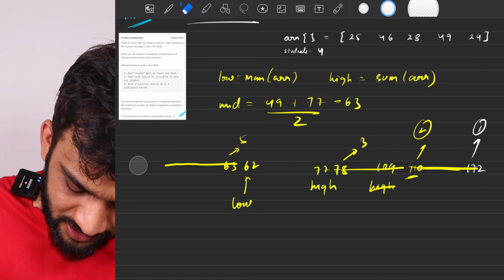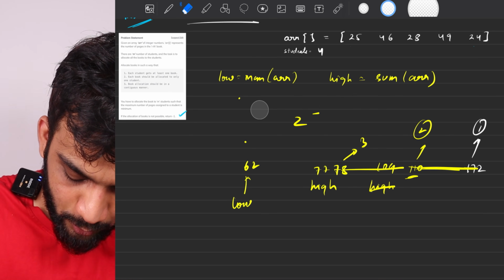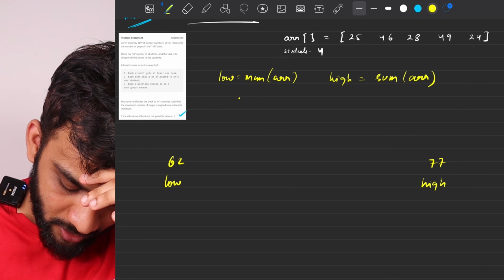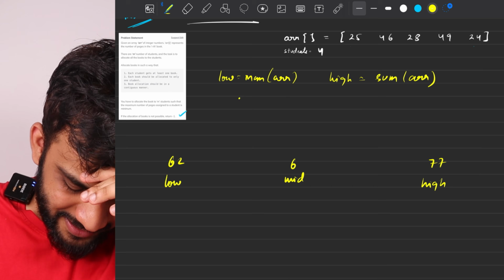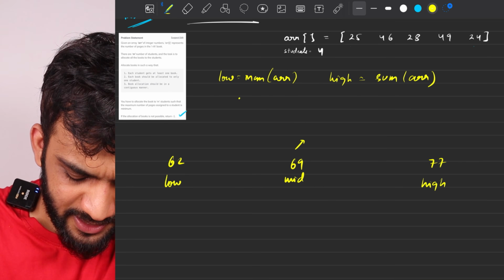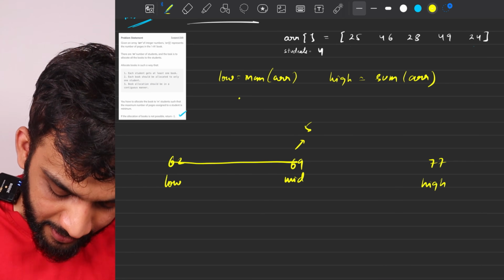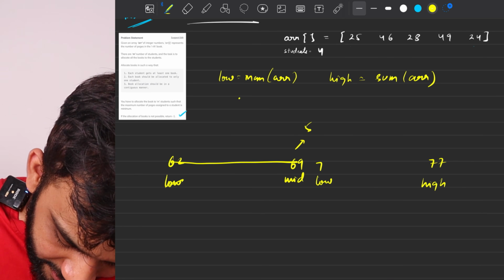I'll just quickly erase everything because it's getting too clumsy. So the low is standing at 62 and the high is standing at 77. What will be the mid in this case? It will be 69. How many students? It will still require 5. Thereby, I'll eliminate the left half and the low will move to 70.